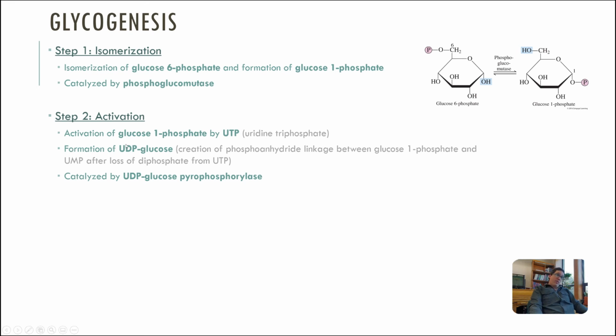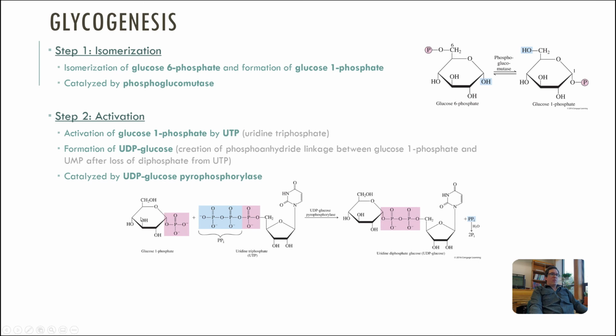So what we do is we ultimately form a UDP, a uridine diphosphate, glucose intermediate. So here we have our glucose 1-phosphate. We have our UTP molecule. These two inorganic phosphates leave the reaction site. Then our glucose gets attached here, and so we now have a UDP glucose intermediate.